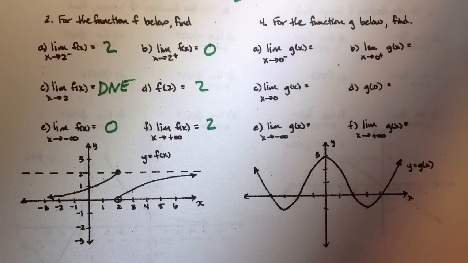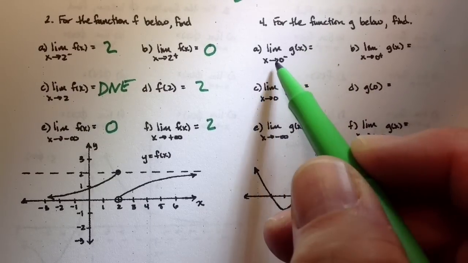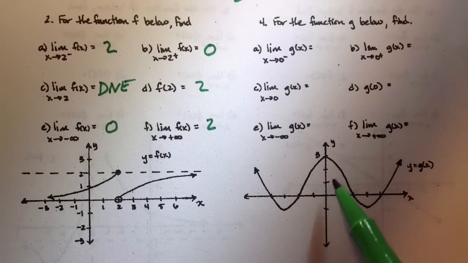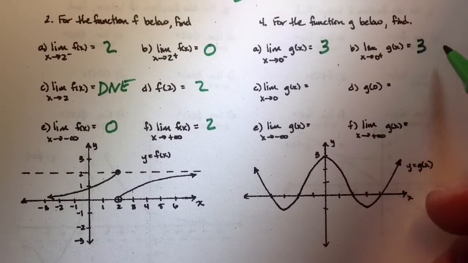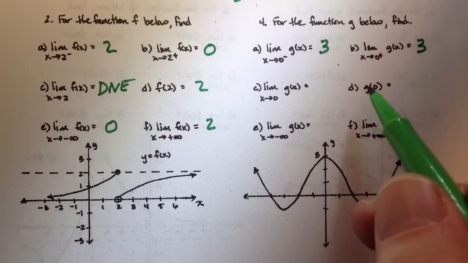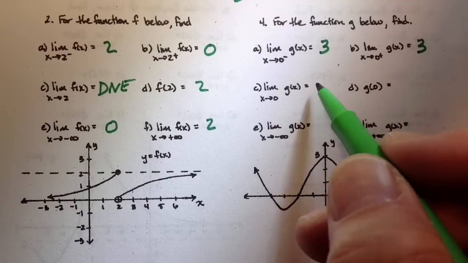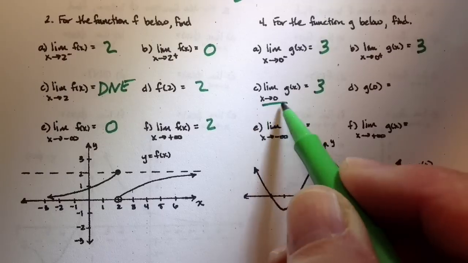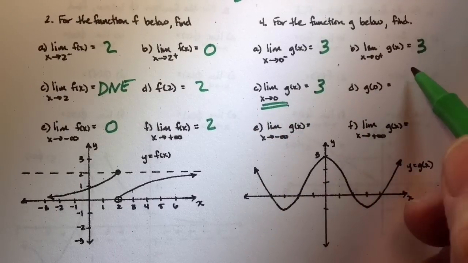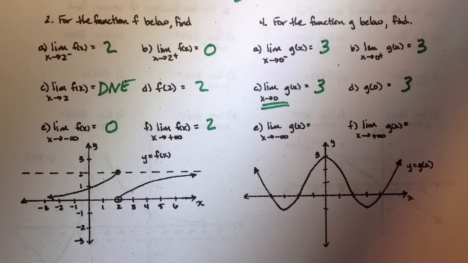Okay. Number 4, x approaches 0 from the left, y values are getting closer to 3. X approaches 0 from the right. X approaches 0. These two numbers match, so the limit as x approaches 0 is 3. This means, again, from both sides. And then g of 0 is also 3.